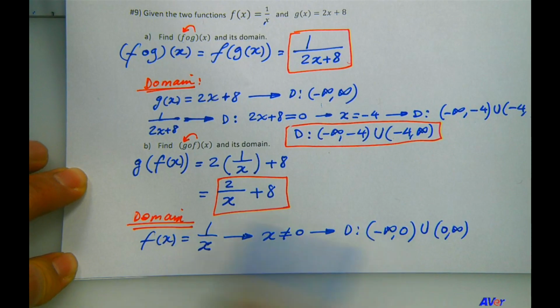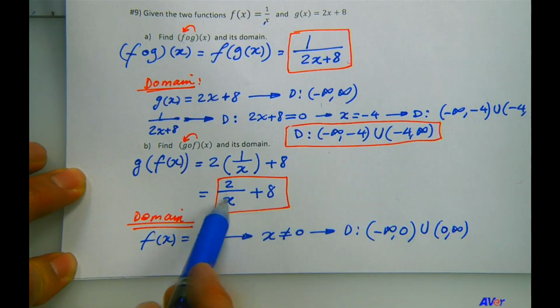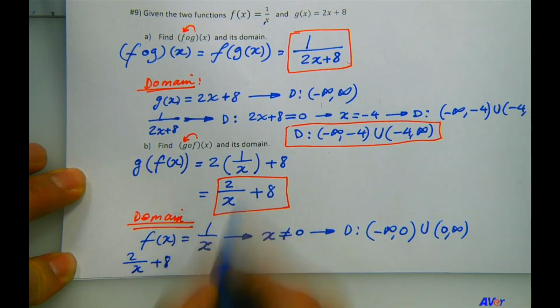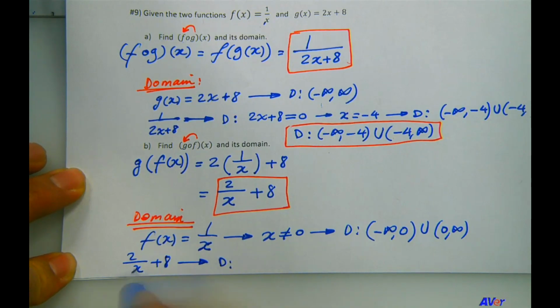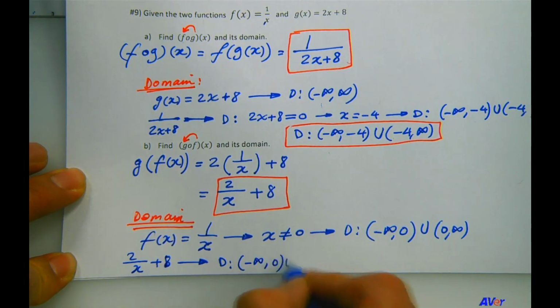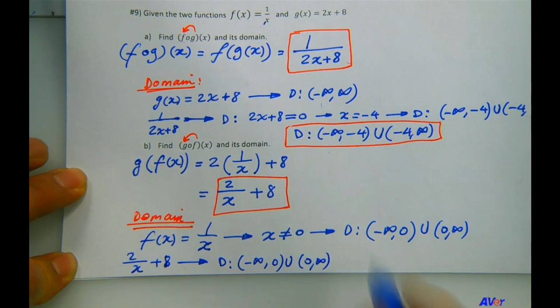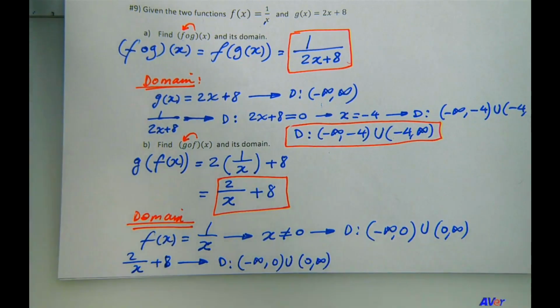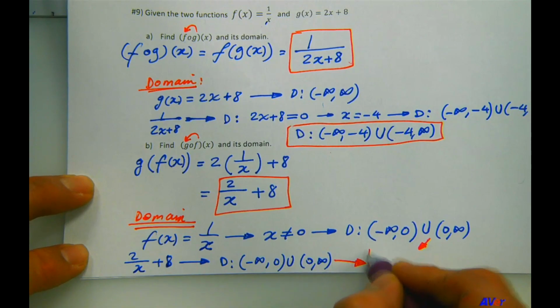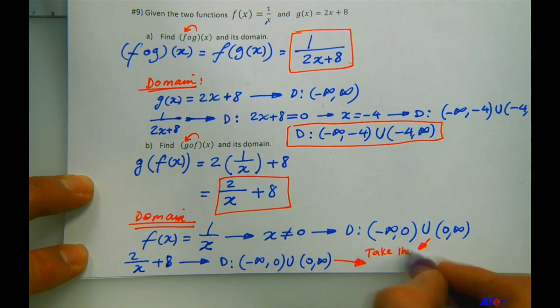So compare that with the domain of this, 2x plus 8. Again, x cannot be equal to 0, right? So the domain is negative infinity to 0 union 0 to infinity. So take the intersection of this one and that one. Take the intersection. I want to be clear.